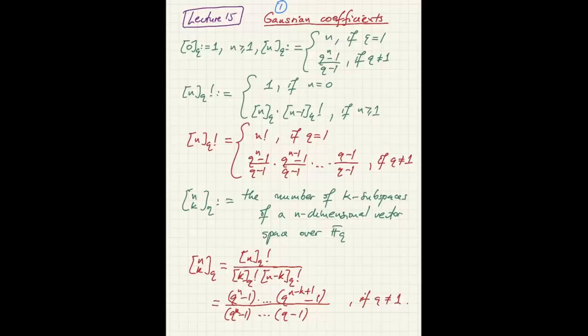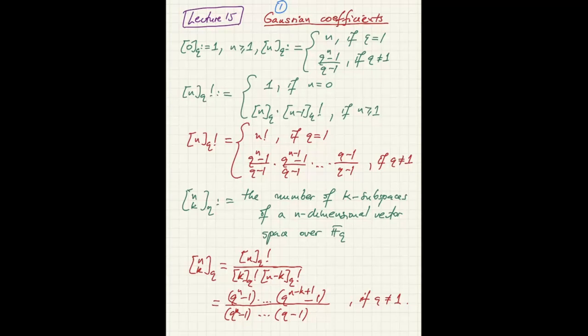Hi, welcome to our 15th lecture on combinatorics. Last time we introduced the Gaussian coefficient and we discussed some of their properties. Today we'll continue studying these coefficients and describe other properties that they satisfy.